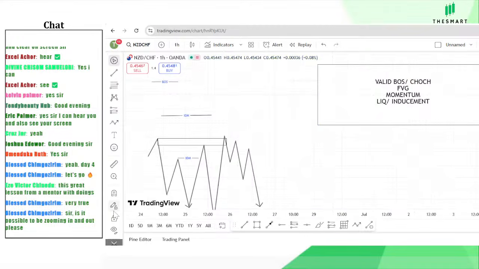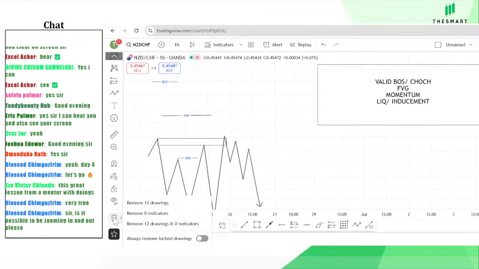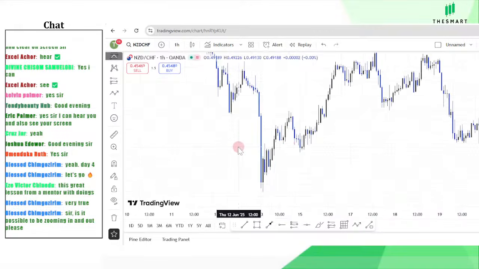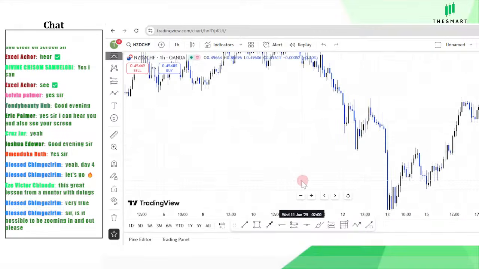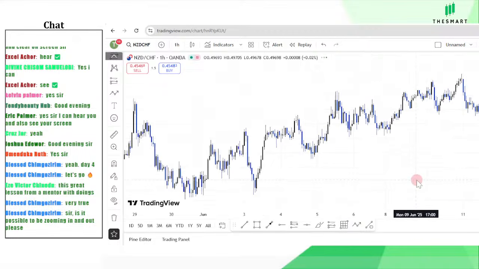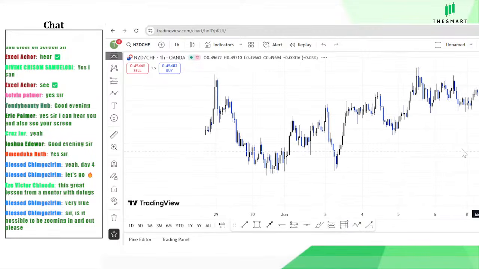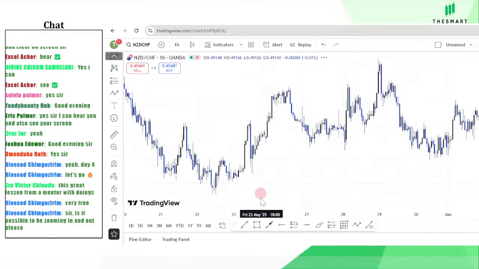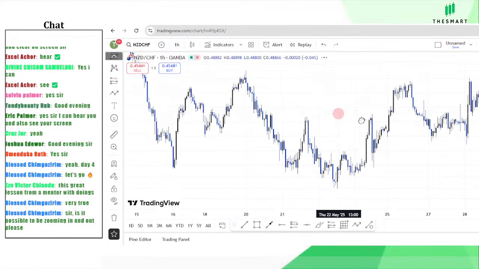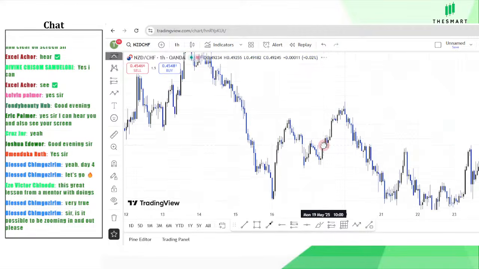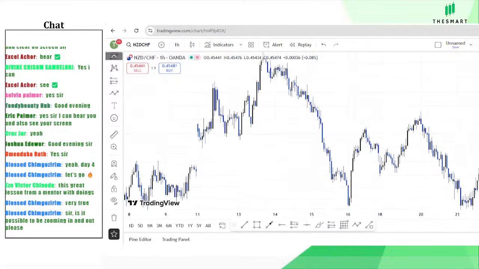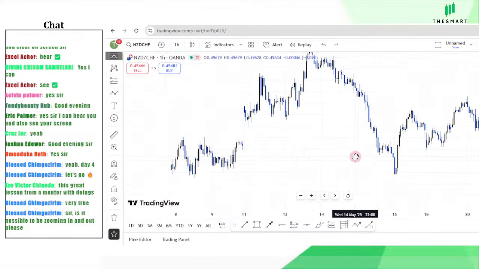So now let's go into the real life chart example with what we've listed above. Let's get into the chart to find what looks like our valid order block. So let's start from maybe here.